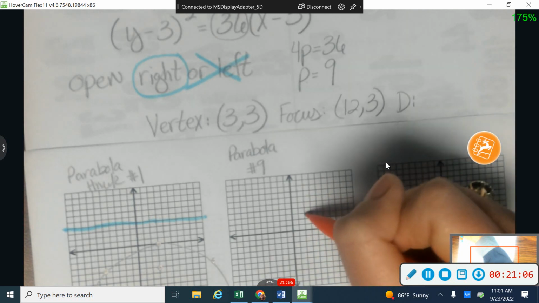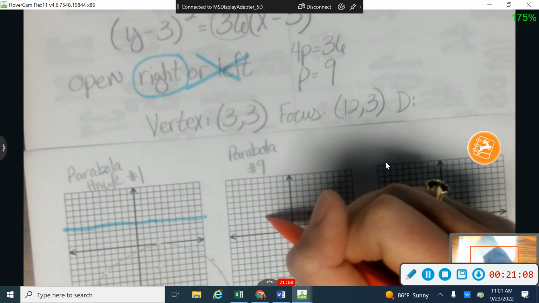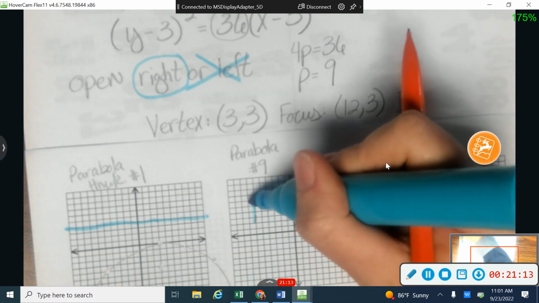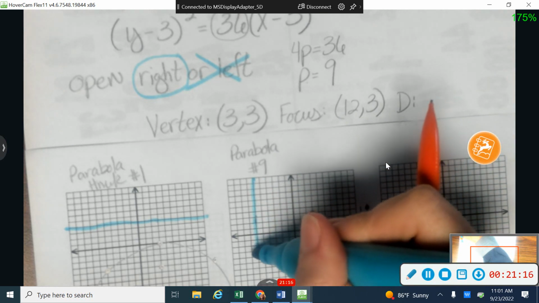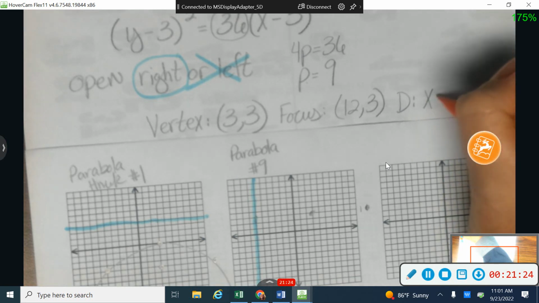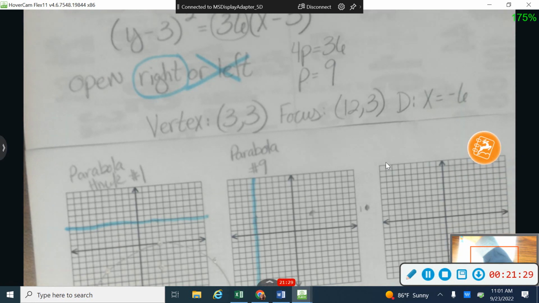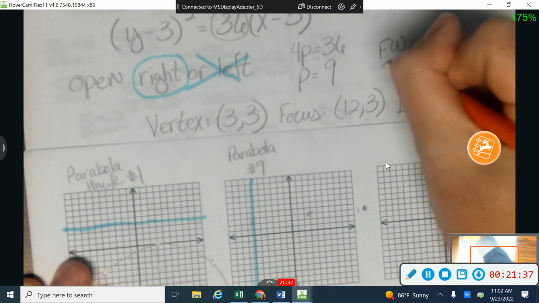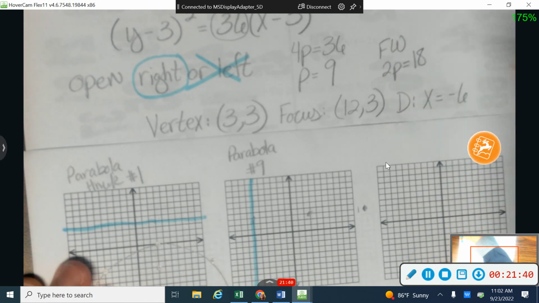Good. So I'm going to go 1, 2, 3, 4, 5, 6, 7, 8, 9. And again, that's going to be a line. Mine get kind of crazy. Like that. Okay, x equals or y equals this time? X equals, good. X equals what? Yeah, -6, good. Okay, my focal width is crazy on this one. How big is my focal width going to be? 18, yeah, good. All right, I'm going to count that from the focus.